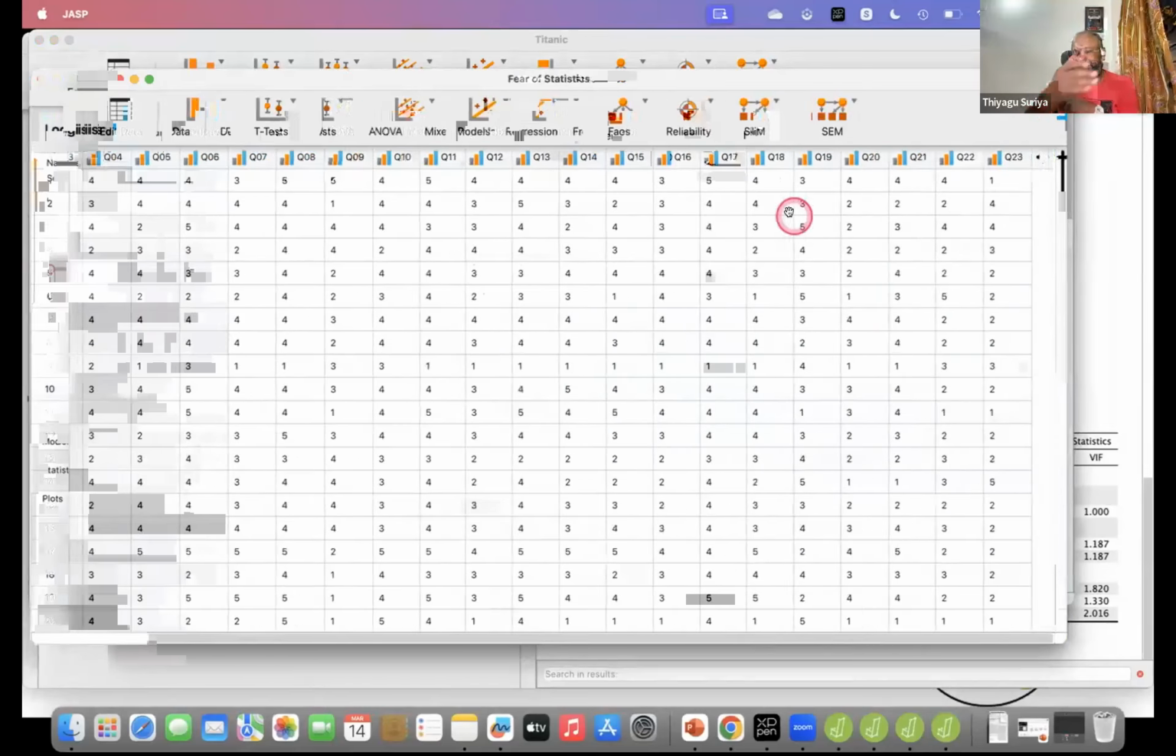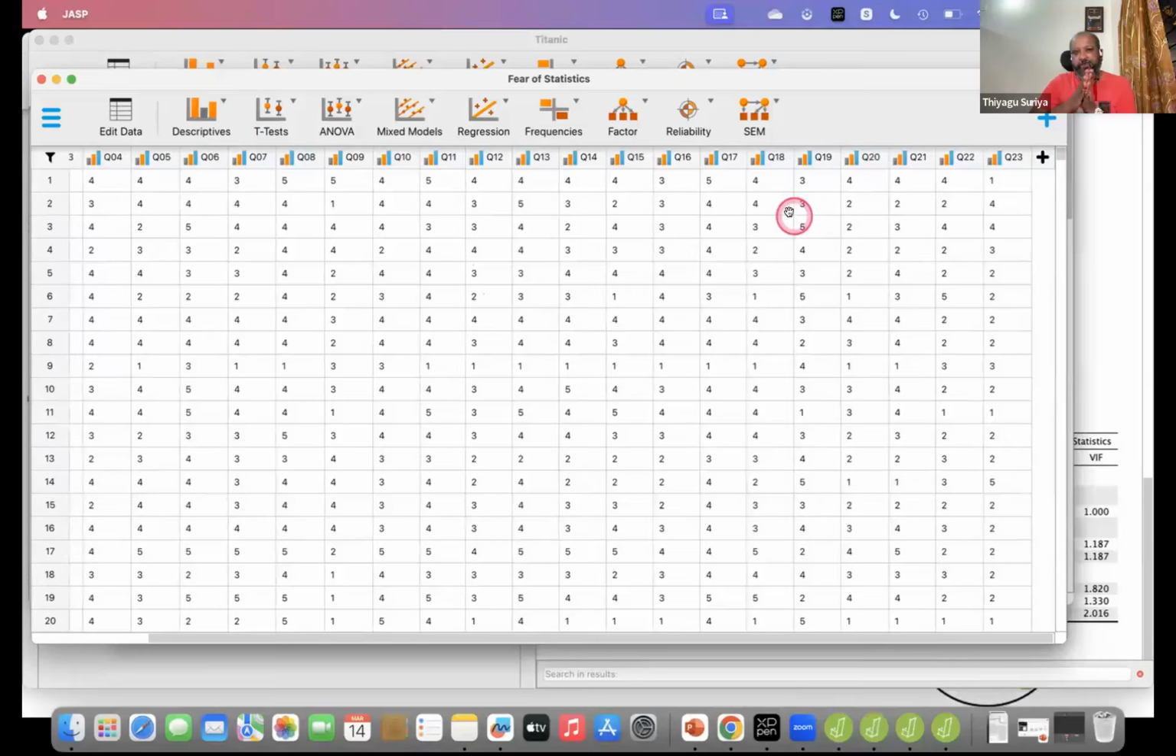How many items are there? 23 items. It is on 23 items, right? So I'm going to do the item analysis. Under the item analysis, there is Cronbach's alpha. It is for reliability analysis. Which file do you select for Cronbach's alpha?